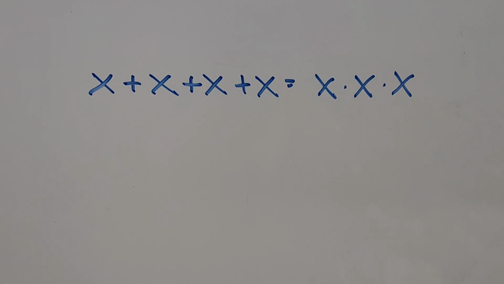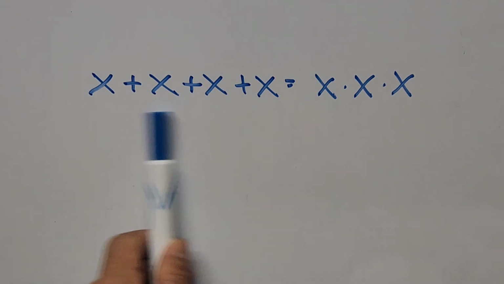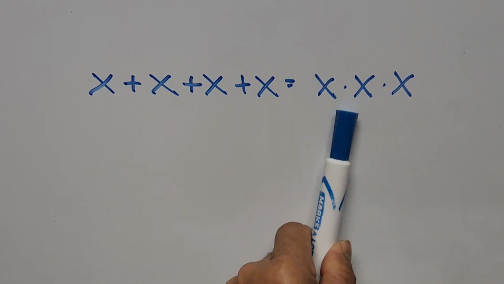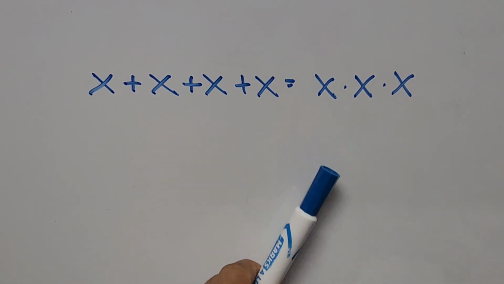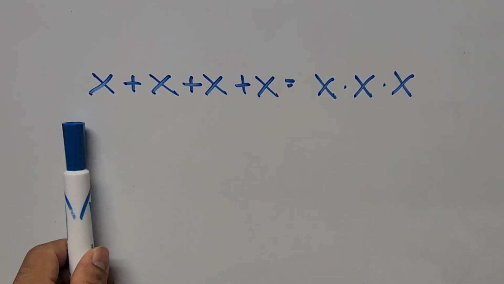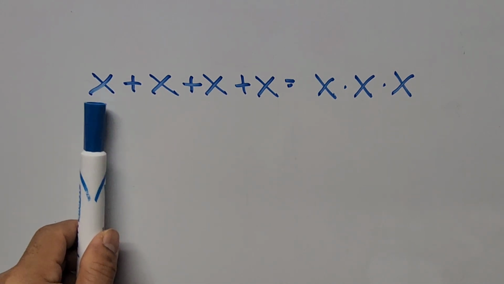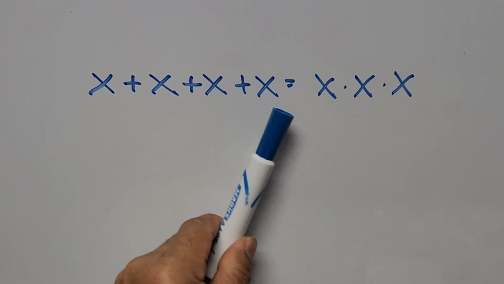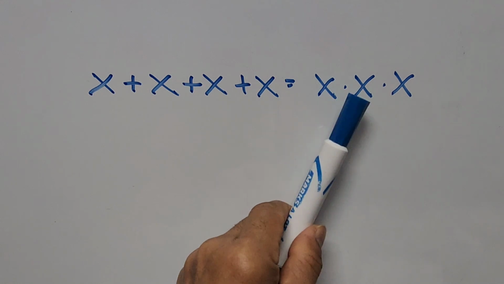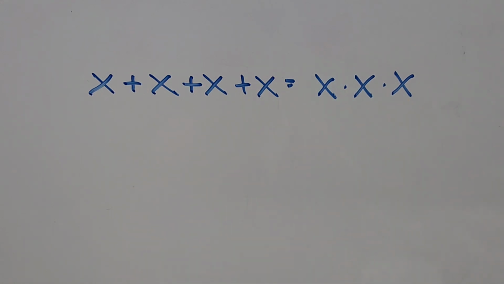Well, if we put 1 as the value of x, the left side is 4 and the right side is 1. So 4 is not equal to 1, right? How about 2? If you pick 2 as the value of x, we have 2, 4, 6, 8, and 2 times 2 times 2 is 8, the same thing. So 2 is one of the answers. So what about the other two values of x? That's why we have to solve this equation.